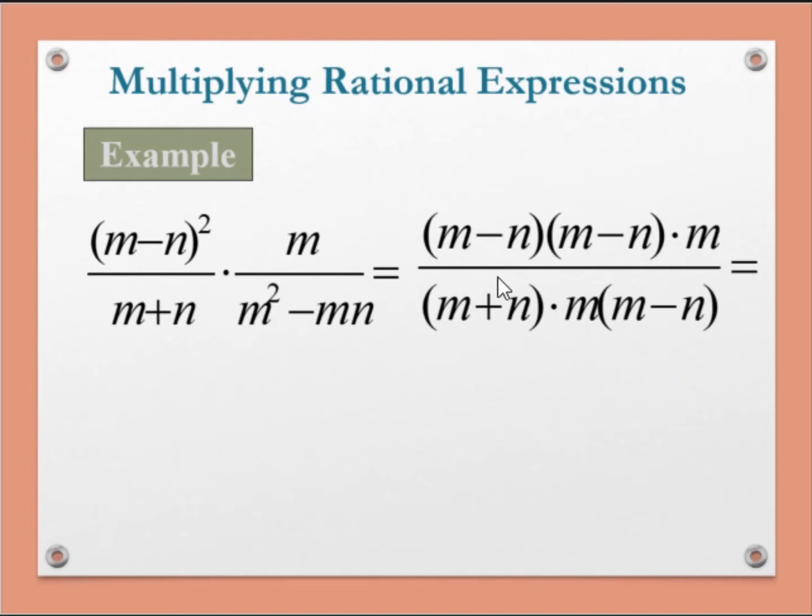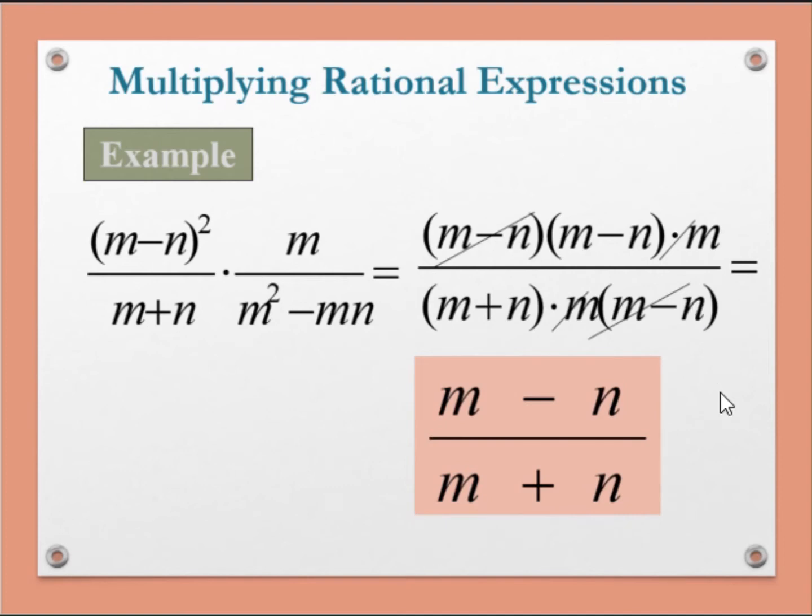Next step is to look for the common factors in our numerator and our denominator. Looking at it, we have m minus n, which is common with the denominator m minus n. Same with m. So these are the common factors. We divide the common factors, that will be equal to 1. Next step is to look at what remains in our numerator and in our denominator. So, the product will be m minus n all over m plus n.